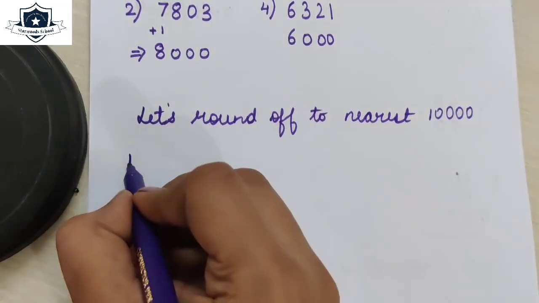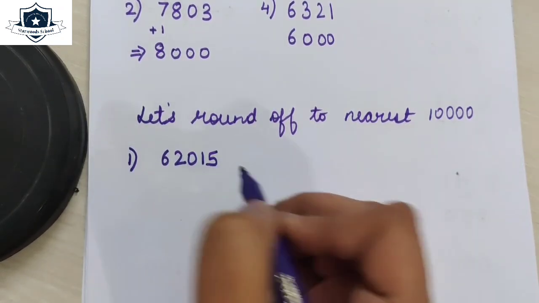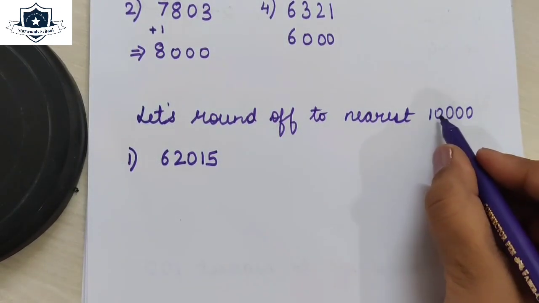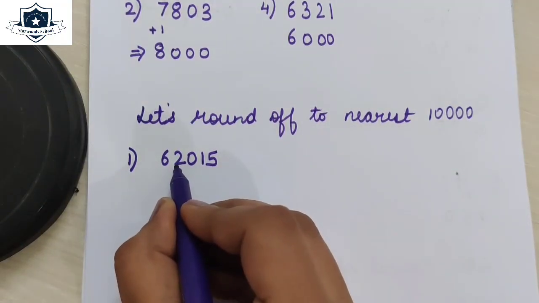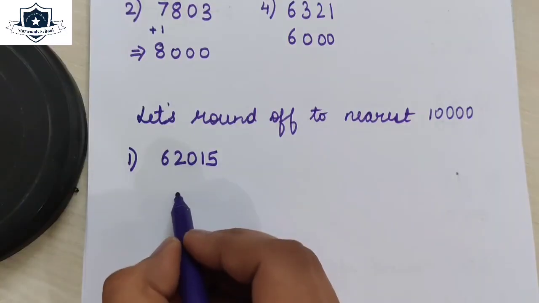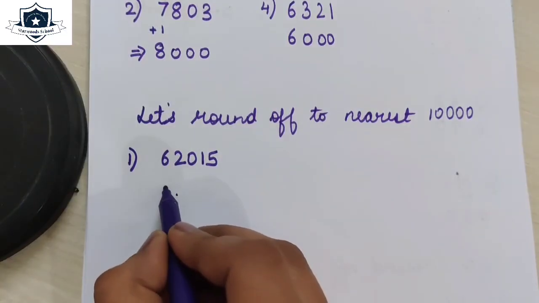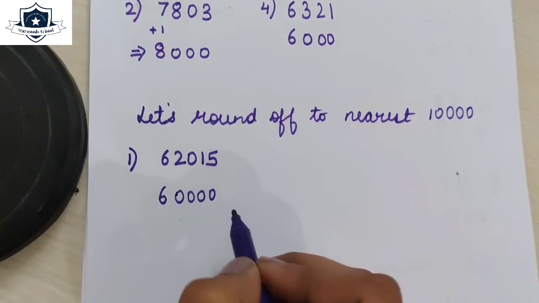Okay, so first example, 62015. There are 4 zeros here, so we'll see 4 points, right? The fourth point is in the lesser bracket, so nothing will be added here. This number will be dropped as it is, and all of them will be zeros.